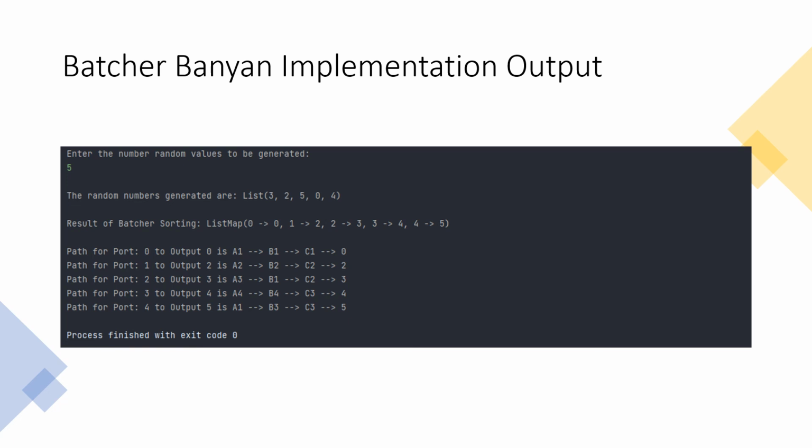The first step here is the user input, which is the number of random input values to be generated. The random generator uses the input value to generate a list of non-consecutive values. These values are then passed to the Batcher sorter. The Batcher sorter then sorts the random values in a sequential order. Finally, this program uses the Batcher-Banyan switching fabric logic to route the input port values to their desired destination port. In this way, the functioning of the Batcher-Banyan network is carried out.